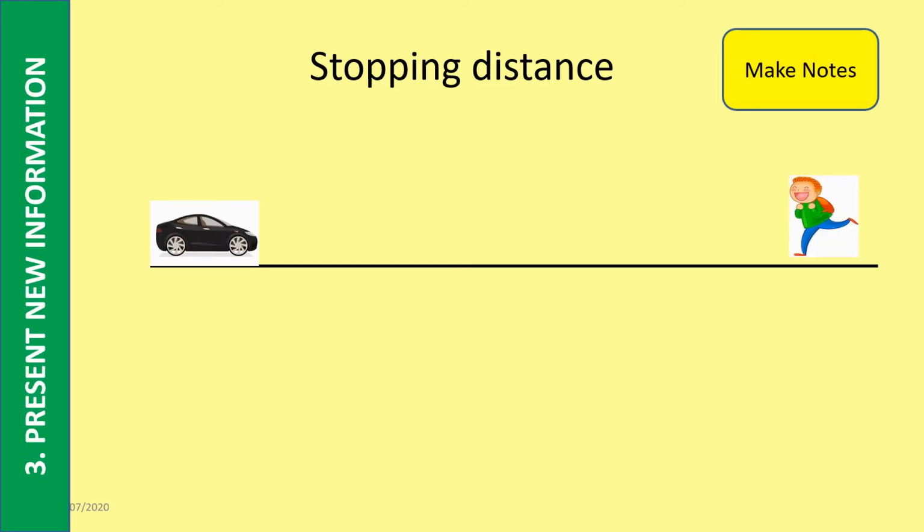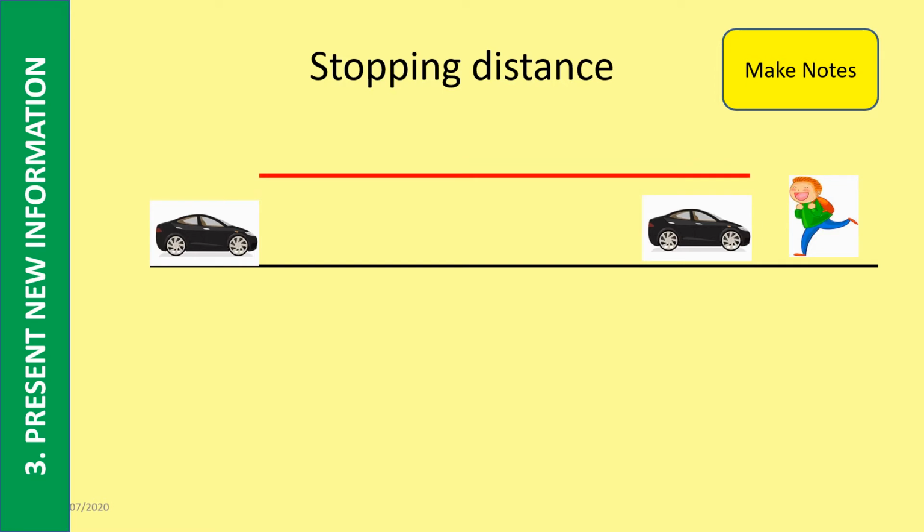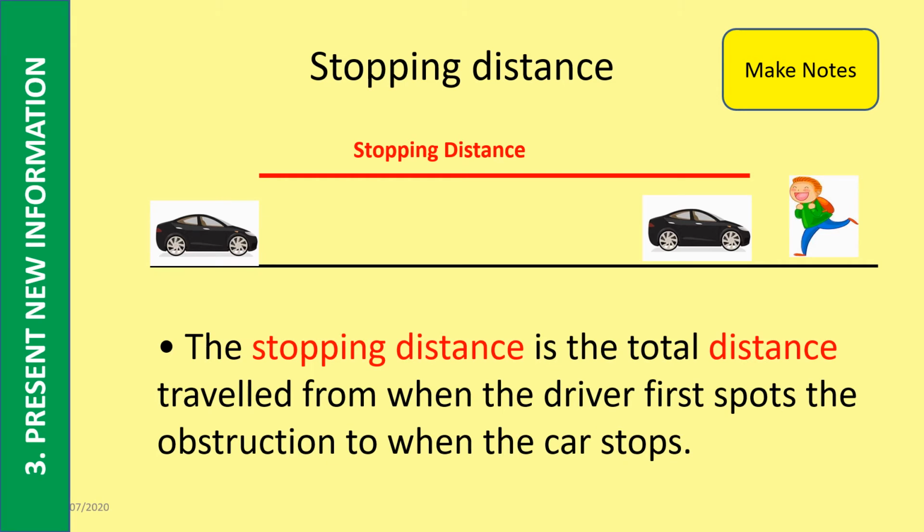Let's start by having a look at this situation. If you have a vehicle traveling along the road and there is an obstruction in the road, in this case a child, the driver will apply the brakes and bring the vehicle to a stop. So let's say he manages to stop it here. This distance that he's covered from when the obstruction first appears to when the vehicle is stopped is called the stopping distance, and it's a definition that you need to remember. The stopping distance is the total distance traveled from when the driver first spots the obstruction to when the car stops.